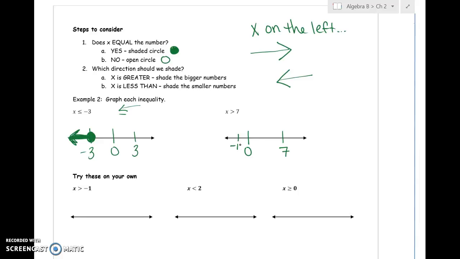At 7, do we need an open circle or a closed circle? Open, because x is not going to be equal to 7. X is only going to be greater than 7. Now, where on this number line are the numbers bigger than 7? To the right. And that hint, as long as your inequality is written with the x on the left side, that symbol becomes an arrow that points which direction you need to shade. So take a moment and try those 3 graphs on your own.